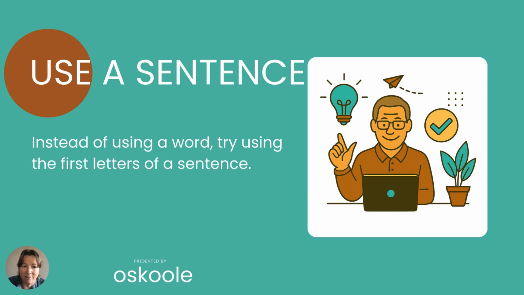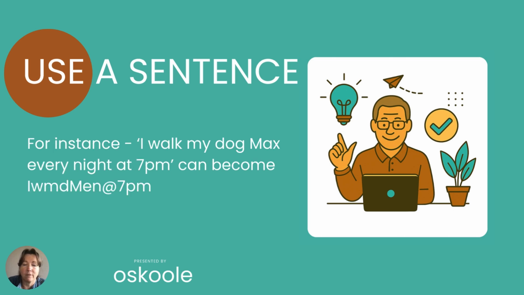Use a sentence. So instead of using a word, try using the first letters of a sentence that really resonates with you. So, for instance, if your sentence is, I walk my dog Max at 7 p.m. every night at 7 p.m., that can become capital I, W, N, D, capital M, E, N, at symbol 7 p.m. So this is a really good way of creating passwords that are uppercase, lowercase. It's got some symbols in there. It's got some numbers in there. So that is a good way of creating a password. I mean, no one's ever going to remember the sequence of that sentence.